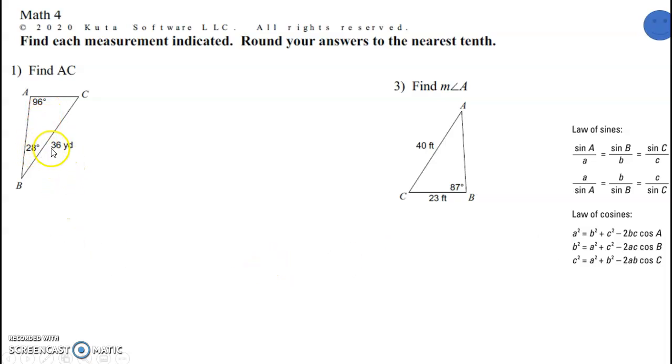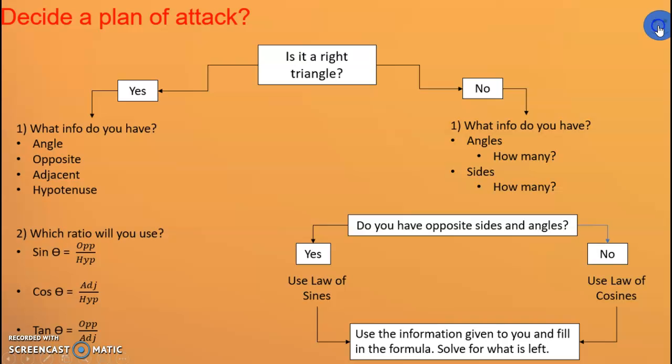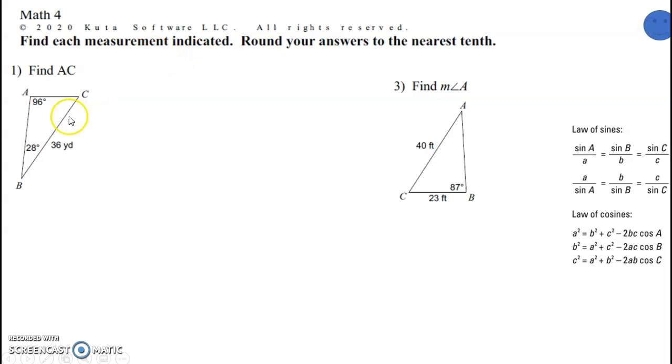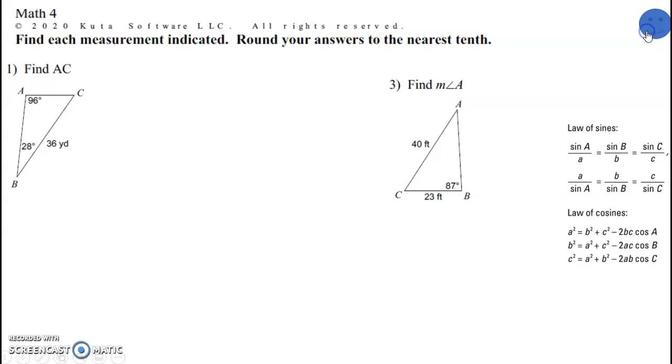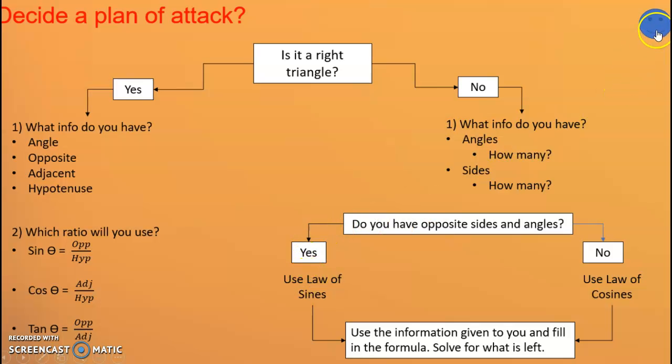We've got two angles and a side. First of all, do we have a right triangle? No, we don't, because there's a 96 and a 28. So then what information do we have? We've got some angles and some sides. Do we have opposite sides and angles? Here's an angle, but we don't have the opposite side. Here's an angle, and yay, we do have the opposite side. So if that's the case, then we're going to do the law of sines.